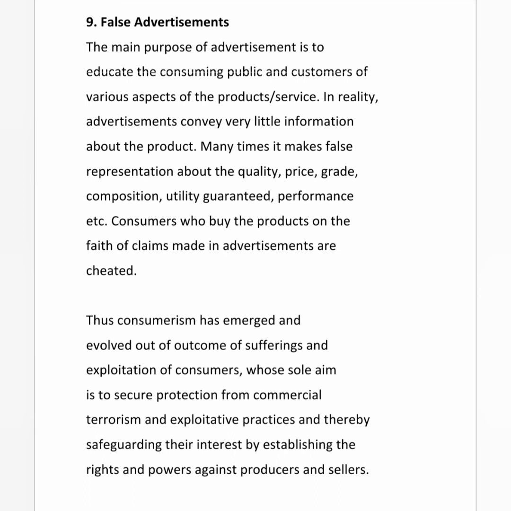Next way is providing false advertisement. Normally, all the consumers will be attracted by the advertisement of different products. The main purpose of advertisement is to what? To educate the consuming public and customers of various aspects of the products or services. In reality, sometimes the advertisements convey very little information about the product. Many times it makes false representations about the quality, price, grade, composition, utility, guarantee, performance, etc. Consumers who try to buy the products on the faith of claims made in the advertisements are normally exploited.